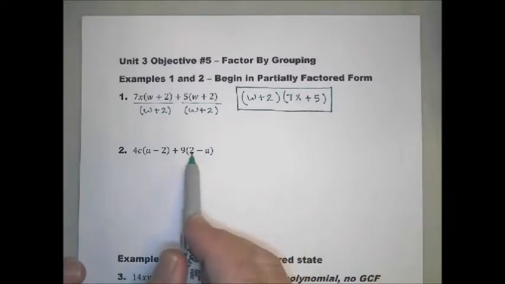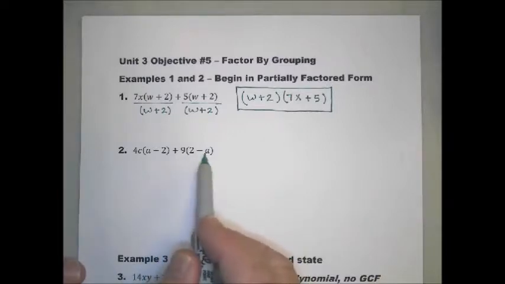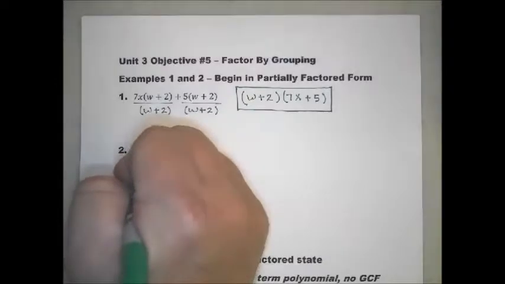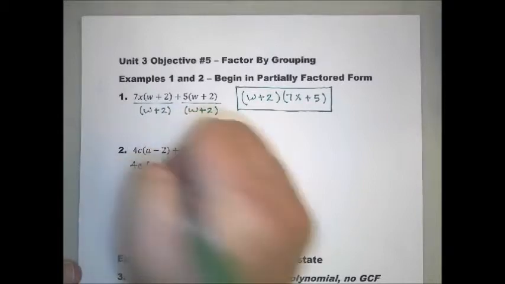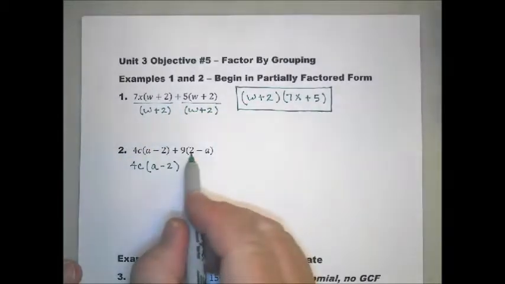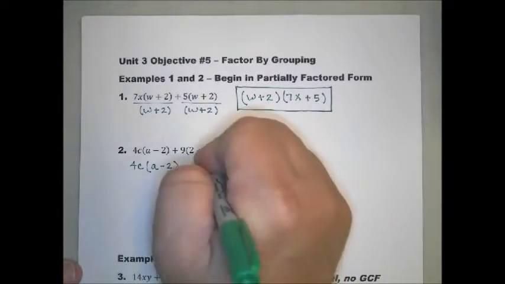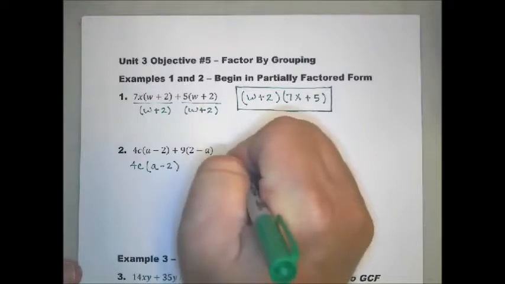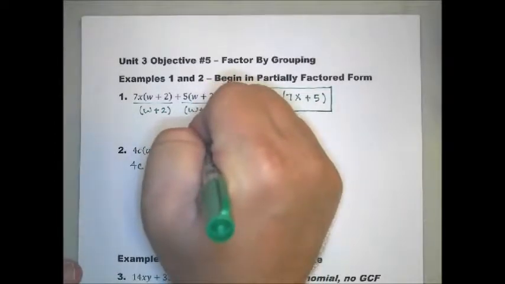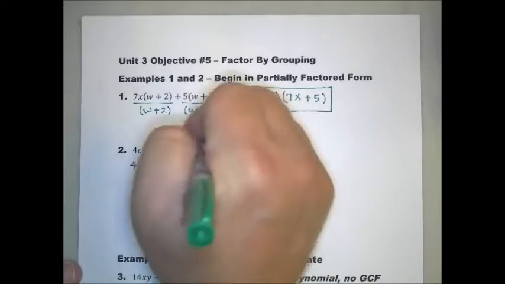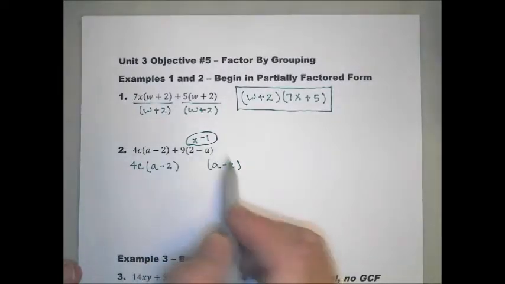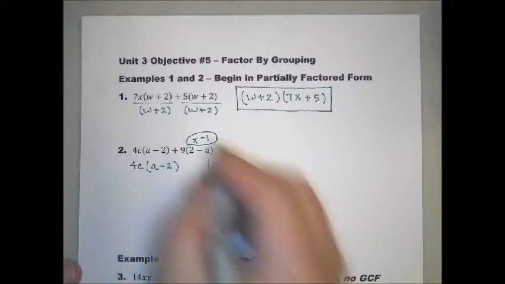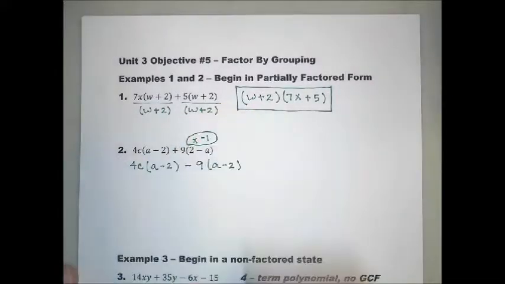Well, the easiest thing to do is turn this second one around. There's a quick little method to do that. So don't do anything to this first one. Leave it as 4c times a minus 2. But the way to turn 2 minus a into another a minus 2 is simply multiply it by negative 1. And that'll turn the 2 minus a around to the a minus 2, but it'll also do something to this plus 9. It'll make it a minus 9. It'll just change that sign.